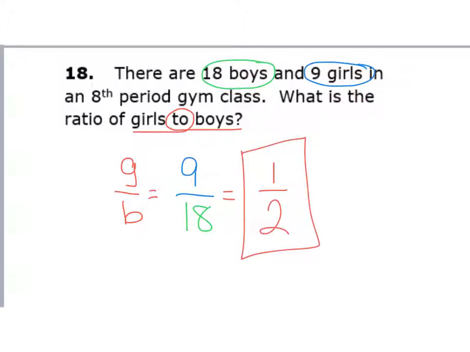So be careful, because a lot of times we'll just read the question and go, okay, 18 boys, 9 girls, 18 to 9. But you have to be careful which one needs to be in the numerator and which one needs to be in the denominator.